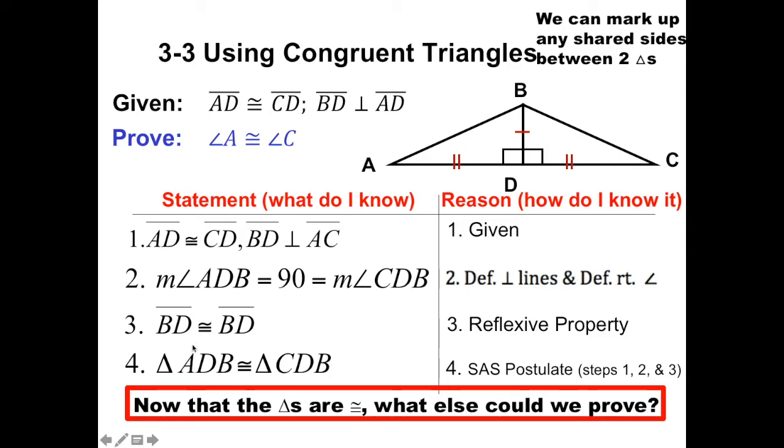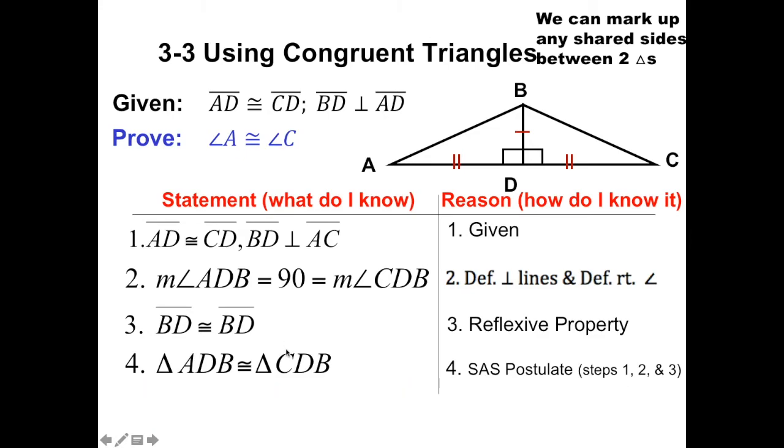Well, let's look down here. Does angle A correspond to angle C? Are they in the same position of the triangle naming here? Yep, they're in the first position right there, so that means angle A corresponds to angle C, and therefore in step 5, we can then say angle A is congruent to angle C.